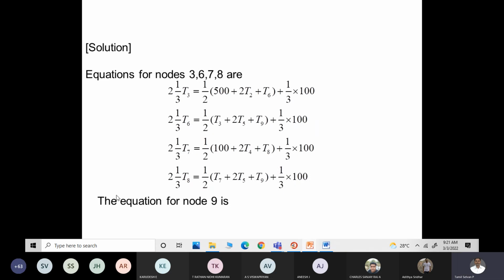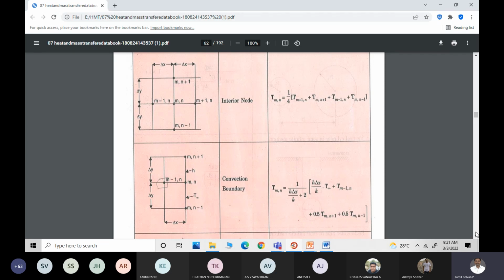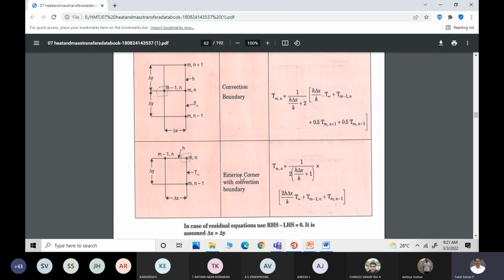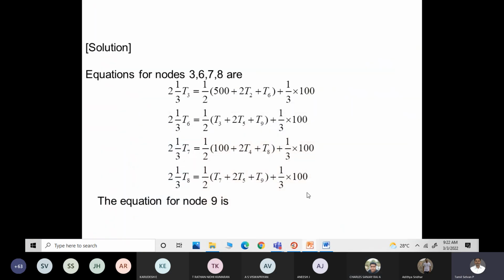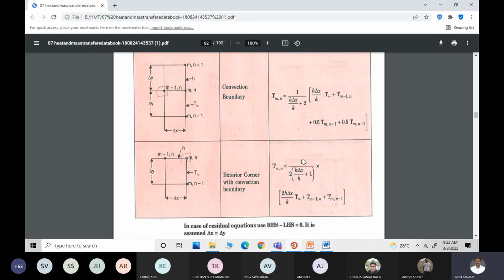Okay, and similarly for the equation for node 9, you have to use this particular exterior corner with convection boundary. Okay, so this one, exterior corner with this. Are all of you able to understand this? Yes, sir. So the final equation for node 9 only, it varies: 1 by 3 T9. Again, you may ask how this 1 by 3 has come. It is nothing but here you have this 1 by 2 into H del X by K plus 1.